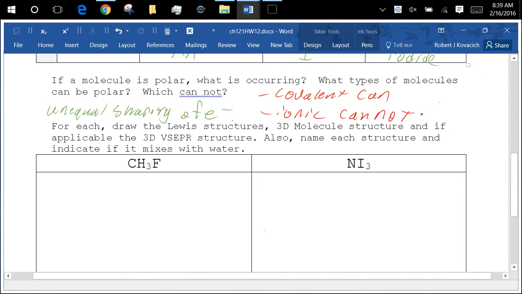So only the covalent ones can be, because covalents are the only ones that share. So I can't have uneven sharing in an ionic compound because there's no sharing at all.